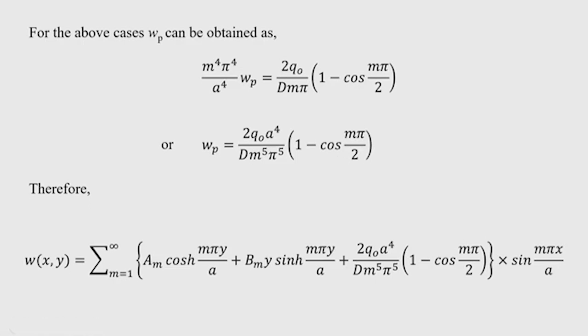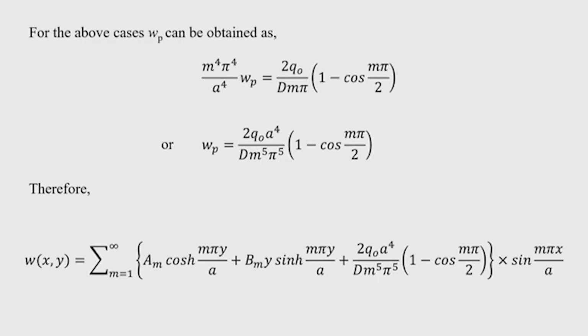So, after finding the complete solution of y m, we can now write this series as a m cosh m pi y by a plus b m y sinh m pi y by a plus 2 q naught a to the power 4 divided by D m to the power 5 pi to the power 5, times 1 minus cos m pi by 2, into sin m pi x by a. So, this is the expression for the deflected series. Once you get the deflected series, you can go for finding the bending moment and shear force, etc.